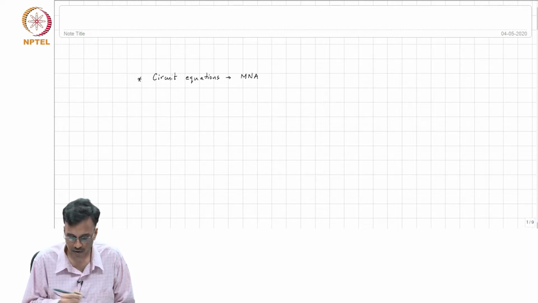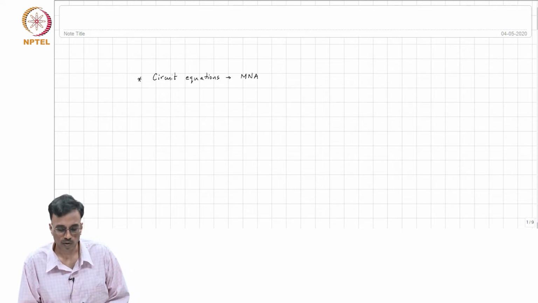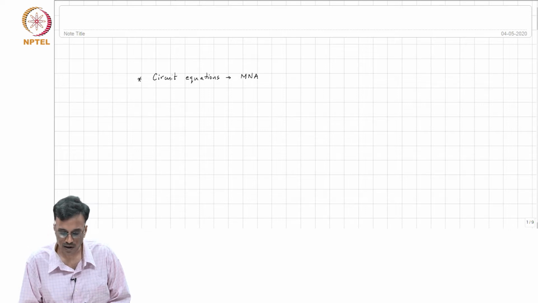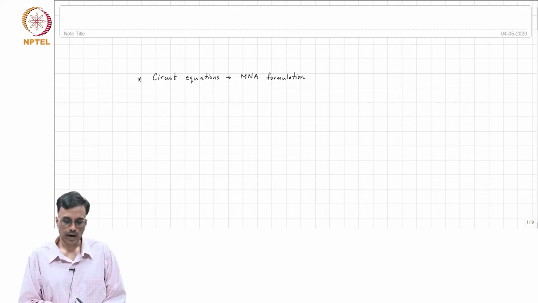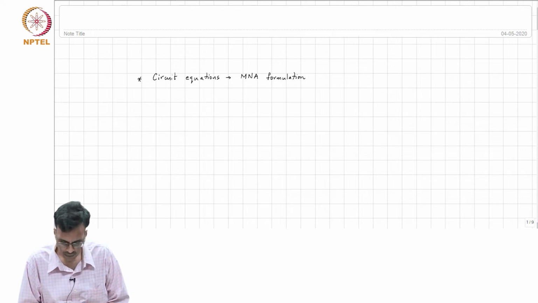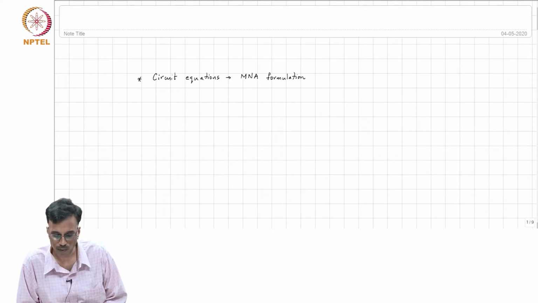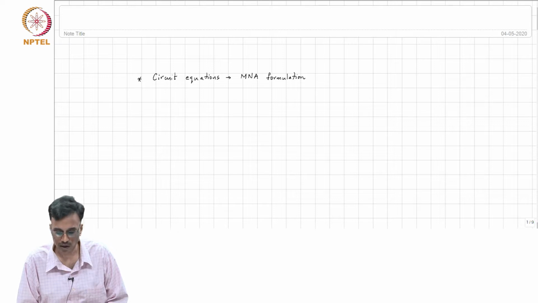We started off reviewing KCL and KVL and writing circuit equations using the MNA formulation. It turns out that the modified nodal analysis formulation is what is used in SPICE to set up all the circuit equations, and then they are solved numerically, right.